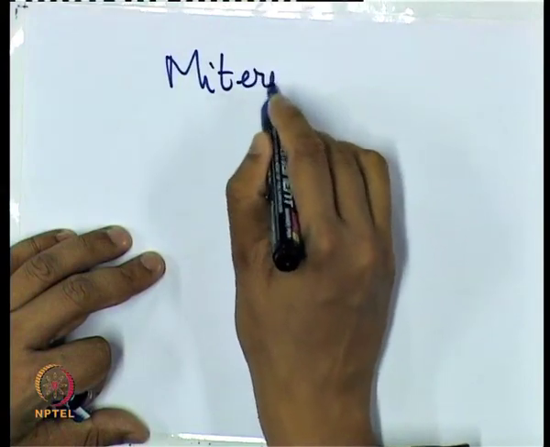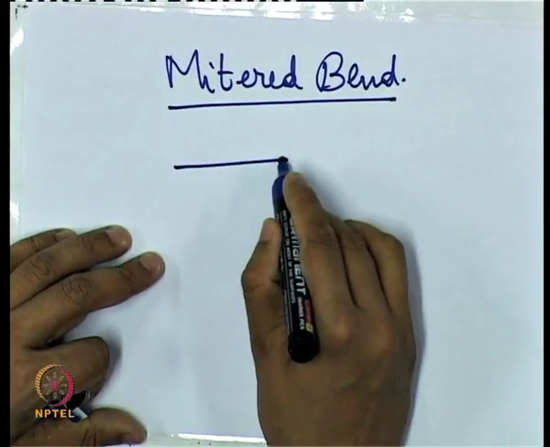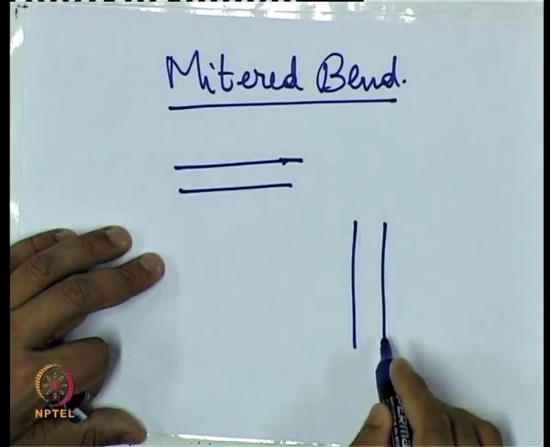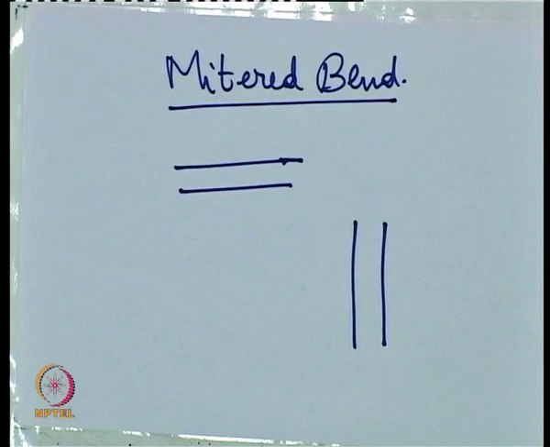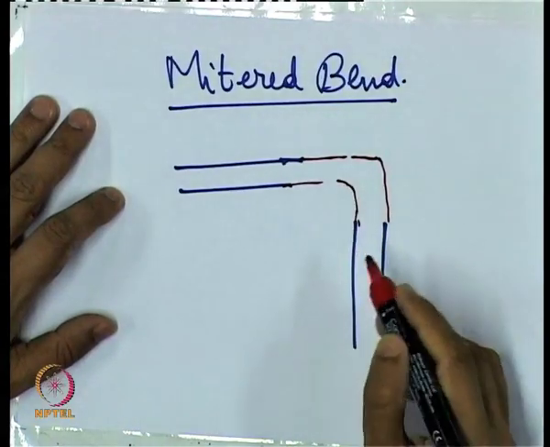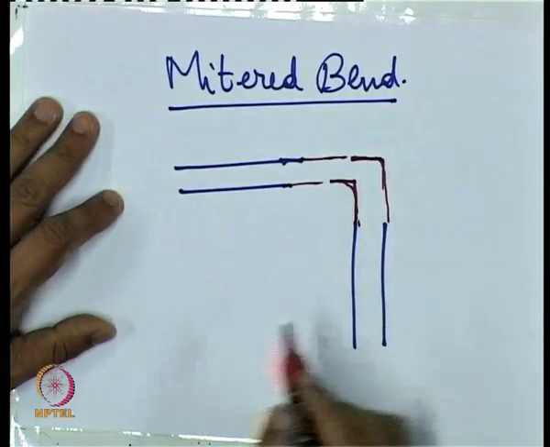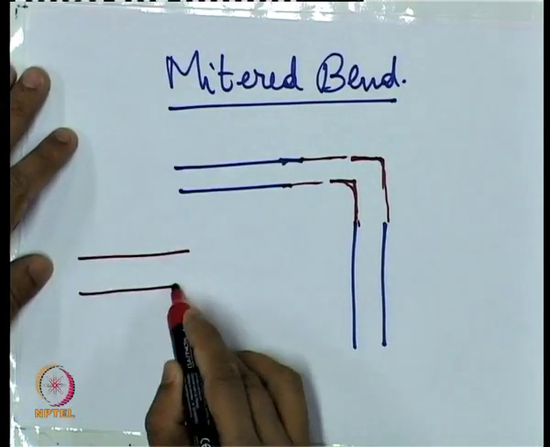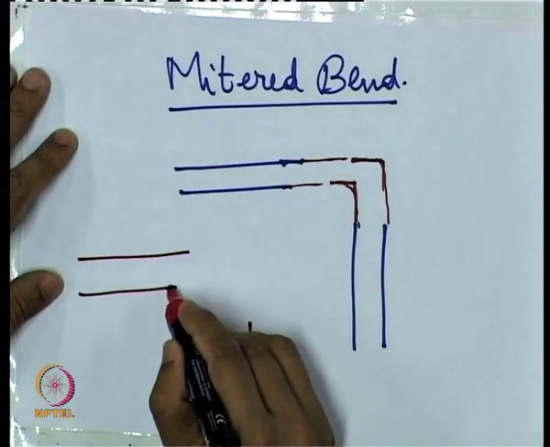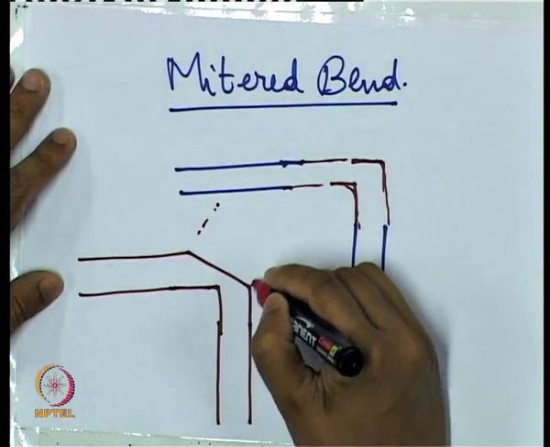Another implementation of the bend is what is called a mitered bend. So a simple way of having a bend could have been this. We just connect a rectangular connection like this. The problem with this is because of the sharp transitions here and here, there is the possibility of multiple reflections. So that's why a mitered bend is similar to this rectangular bend, except that the outer surface is chamfered like this.